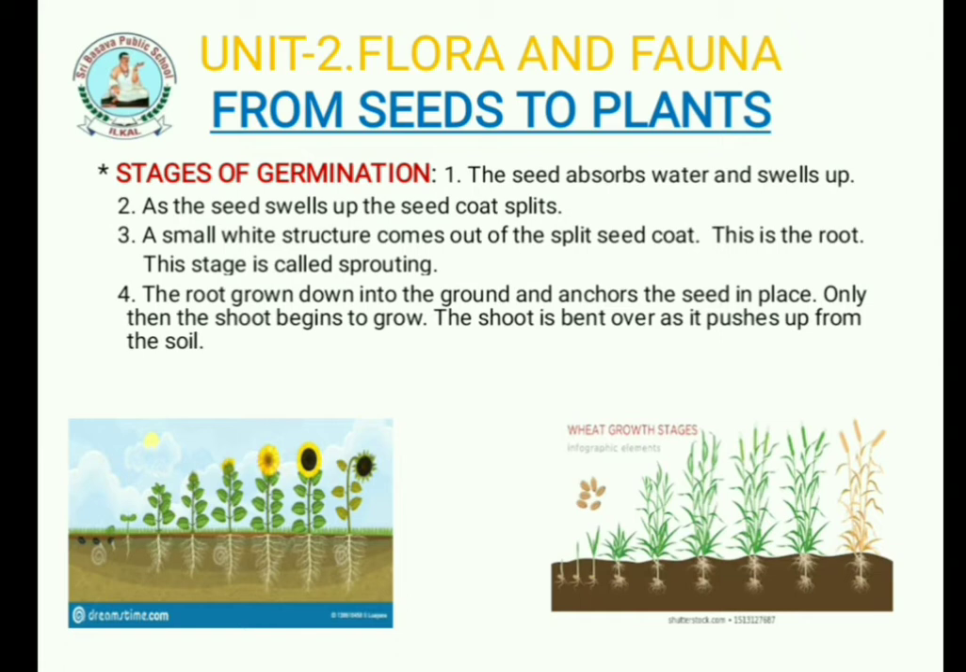Only then does the shoot begin to grow. That anchor helps the shoot system to grow straight above the soil. The shoot is bent over as it pushes up from the soil. So this is the fourth point in the stages of germination.